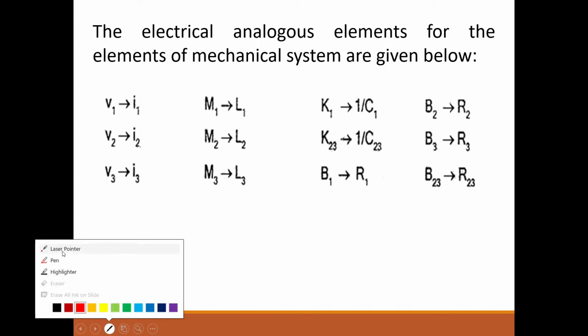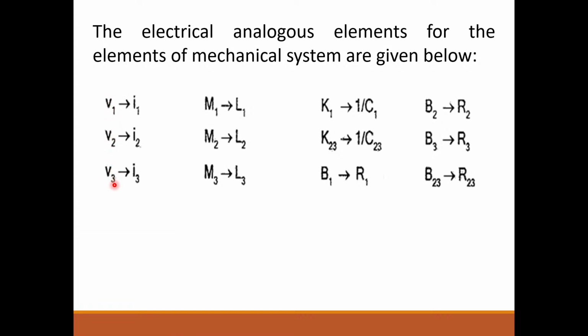All these left side terms V1, V2, V3, M1, M2, M3, K1, K2, K3, B1, B2, B3, B23 are the mechanical elements which we have written from equations 4, 5 and 6. Now in front of them are the analogous elements. These analogous elements we got from the force voltage analogy. So just copy it down.